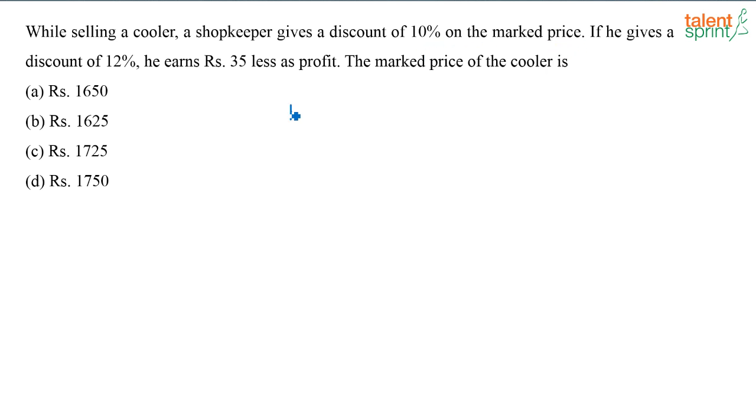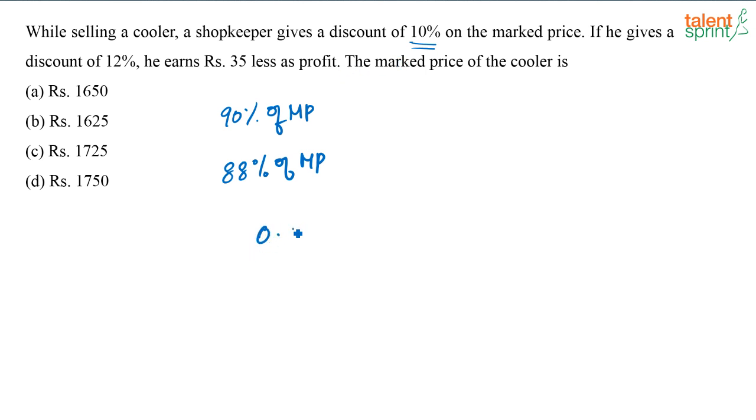So if I say the marked price is MP, what is the shopkeeper doing? He is giving a discount of 10% on the marked price, or he is selling the product at 90% of the marked price. Now, if he gives a discount of 12%, he earns 35 rupees less as profit. So, if he is selling the article for 88% of the marked price, he is earning 35 rupees less as profit.